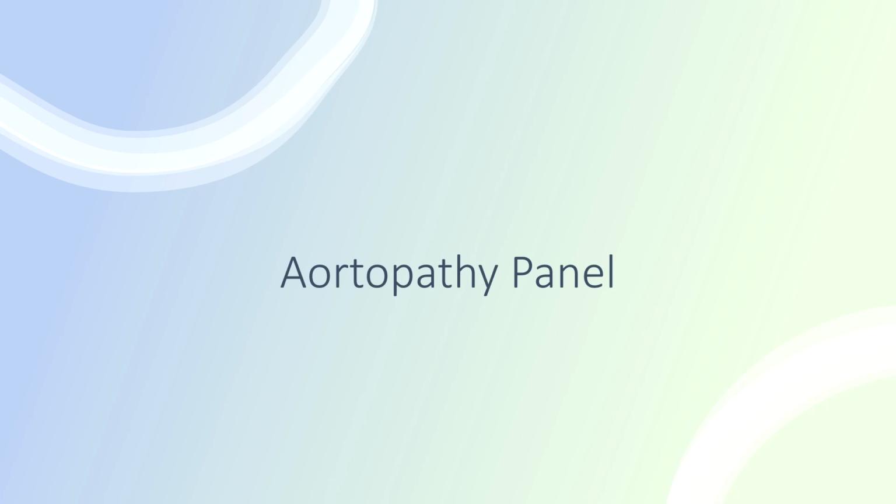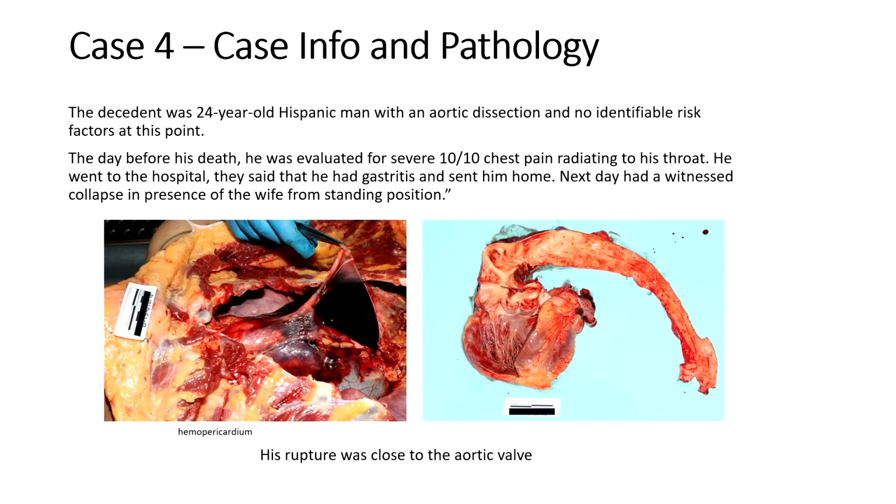In case 4, the decedent was a 24-year-old Hispanic man with a thoracic aortic dissection and no identifiable risk factor at the point of autopsy. The day before his death, he was evaluated for severe chest pain radiating to his throat. He went to the hospital and he was told he had gastritis and was sent home. The next day, he had a witnessed collapse in the presence of his wife from a standing position.